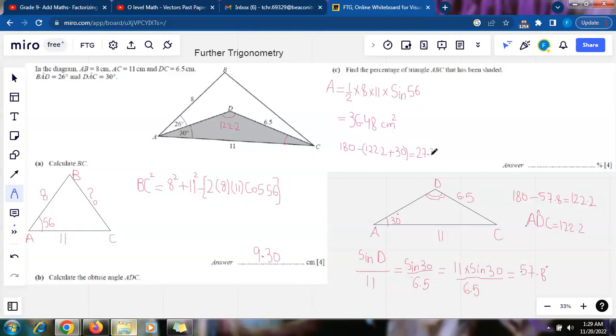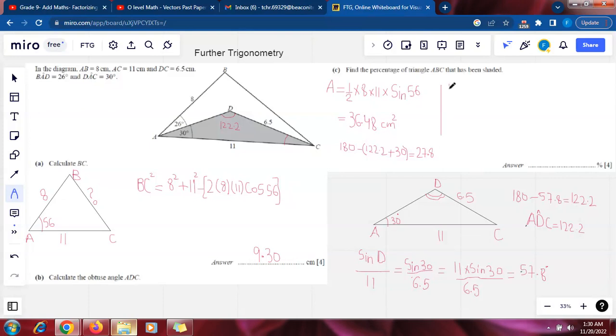So now we will use this angle to find out the area, because the formula has a limitation, and in the formula we have to use the included angle. So area of the smaller triangle, that is ADC, is half, again multiplied by the two given sides, 6.5 and 11. So we will multiply these two sides, 6.5 multiplied by 11, and then multiply by sine of included angle, that is sine of 27.8. So now again use your calculators to find out the area of the smaller triangle.